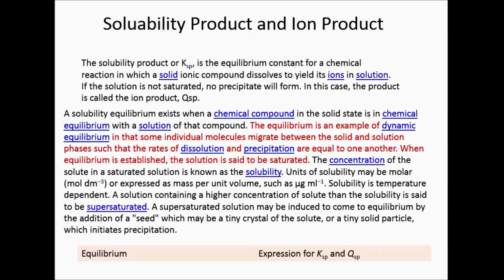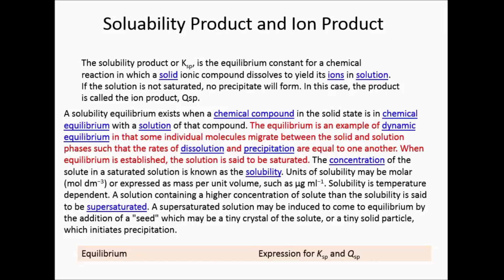So now that we have an understanding for some of the protective factors in the oral cavity, which are helping us fight this war in this tiny little tissue space between the biofilm and the surface of the enamel, let's focus on the enamel and how it dissolves and precipitates or remineralizes. The solubility product, or KSP, is the equilibrium constant for a chemical reaction in which a solid ionic compound like hydroxyapatite or fluorohydroxyapatite dissolves to yield its ions in solution.